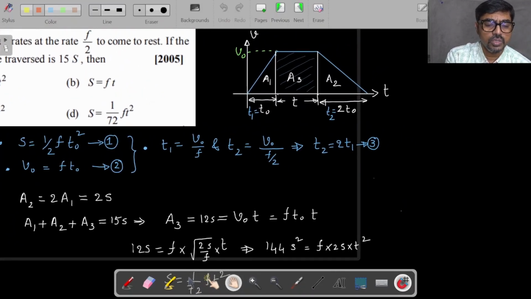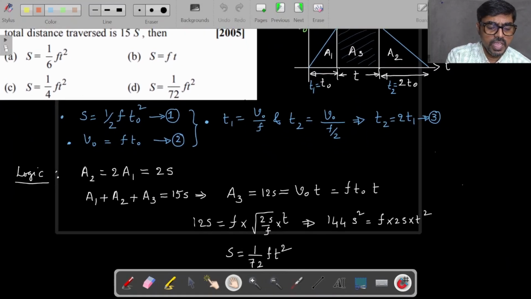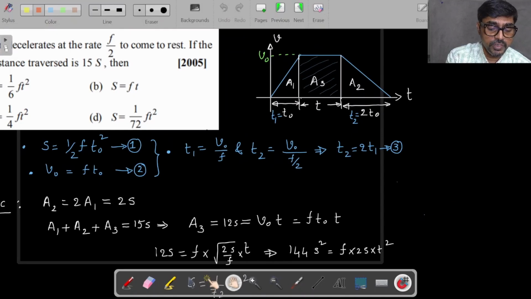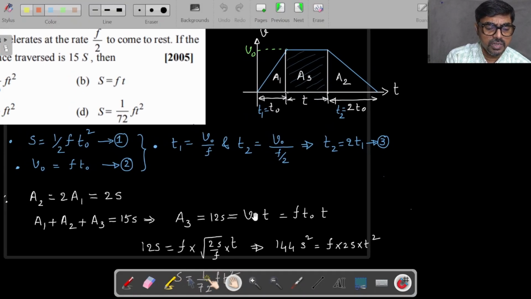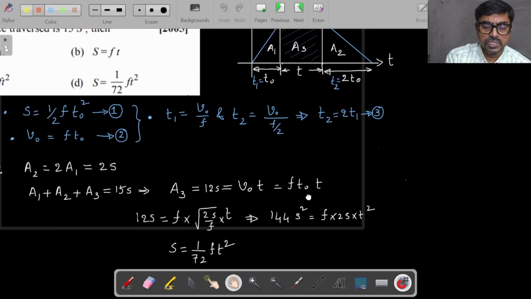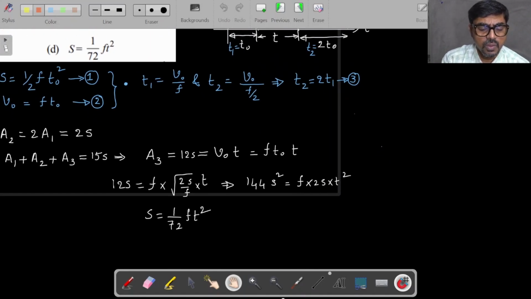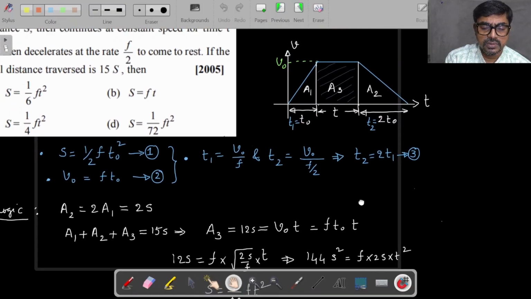And we also know that the total distance that is given is 15s there. So, a1 plus a2 plus a3 is the total area under the velocity time graph, and if you sum it up it is going to be 15s. So, a1 and a2 we just got, a3 will be equal to 12s, which is going to be the area of this rectangle where it is going with constant velocity. v naught into t you can write, otherwise simply calculate the area of the rectangle, you will get 12s equal to v naught into t, but v naught equal to f t naught if I substitute there, and also t naught we can calculate from the equation, that is root over 2s by f. So, squaring either side you will get s equal to 1 by 72 into f t square.